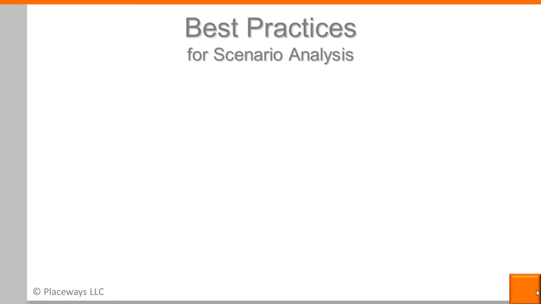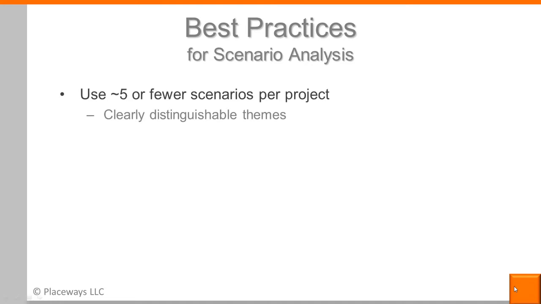Now let's talk about a few best practices for scenario analysis. The first is to use about 5 or fewer scenarios per project. The idea of scenarios is to illustrate clearly distinguishable themes. If you want to make small changes, say to an assumption or to move 1 or 2 features around, those can be done within one scenario. You don't have to create a whole new scenario for every change you make.